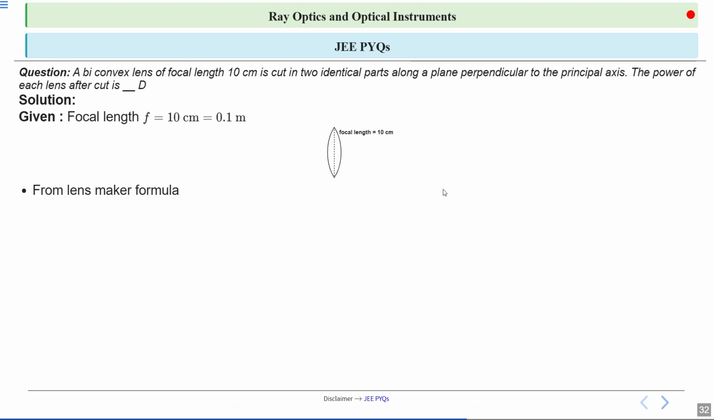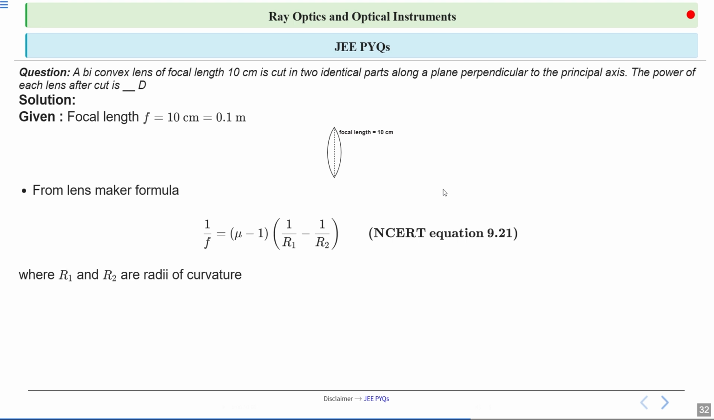To solve this problem, we will use the lens maker's formula. So the lens maker's formula is given by 1 upon f equals mu minus 1 multiplied by 1 upon r1 minus 1 upon r2. Here f is the focal length, mu is the refractive index of lens with respect to medium, and r1 and r2 are the radii of curvature.